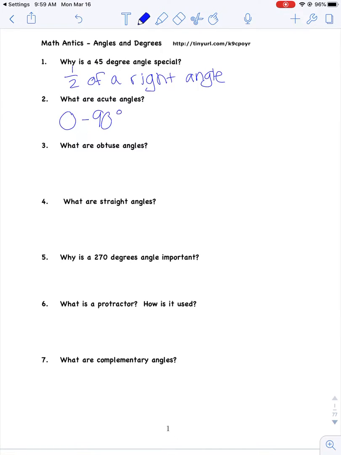What are obtuse angles? So you should have put that they are between 90 degrees and 180 degrees. What are straight angles? Those are ones that are exactly 180 degrees.